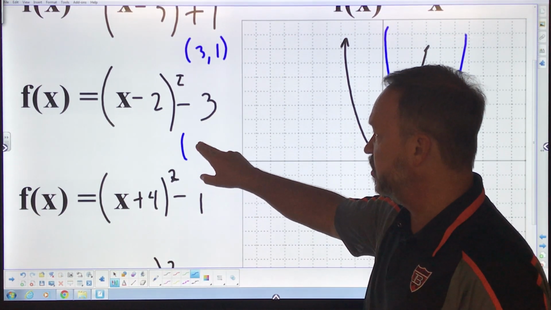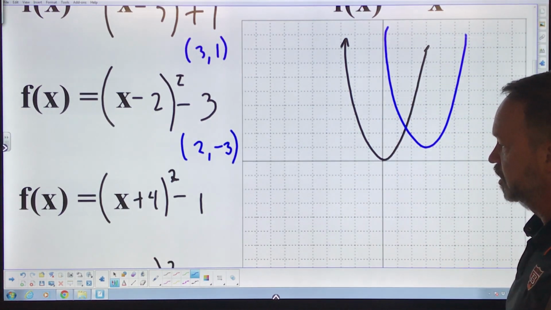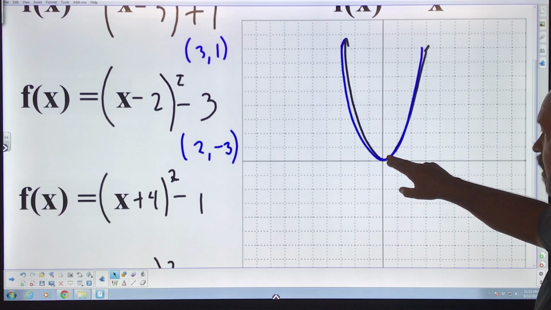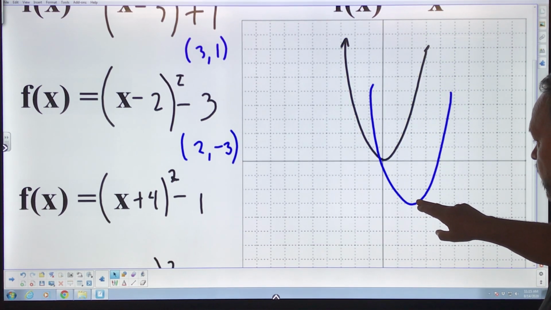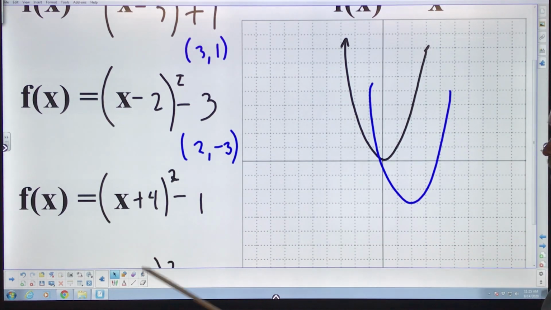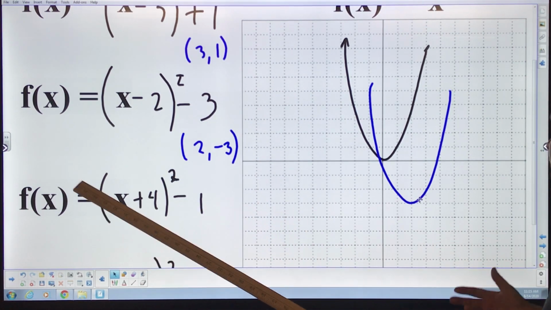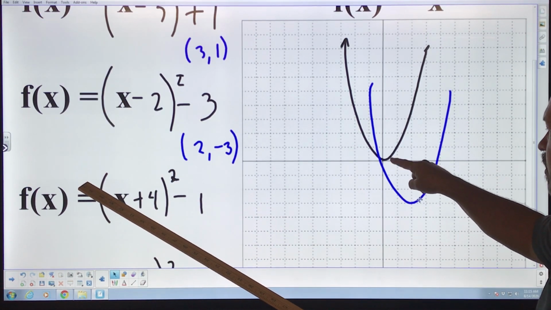This one, the H is at 2, and the K is -3. So that would suggest that the parent function gets moved over 2 places to the right and down 3. Well, first of all, if I put 2 in, I should get -3, and I do. But let me put in something else like 0 and see how close we are.